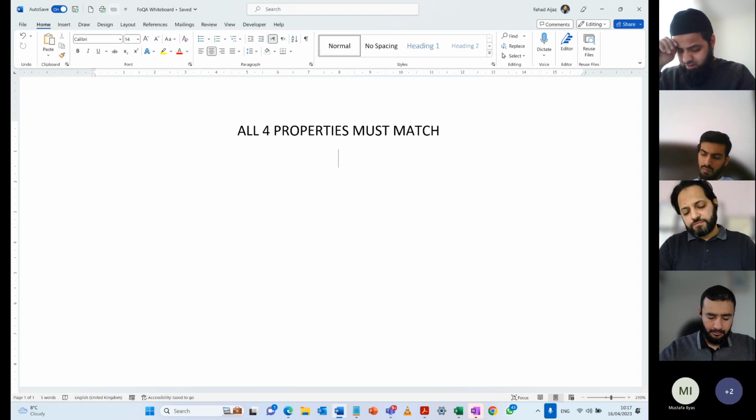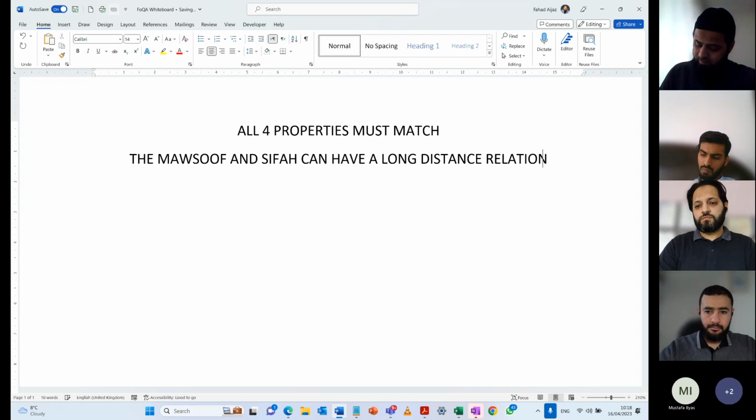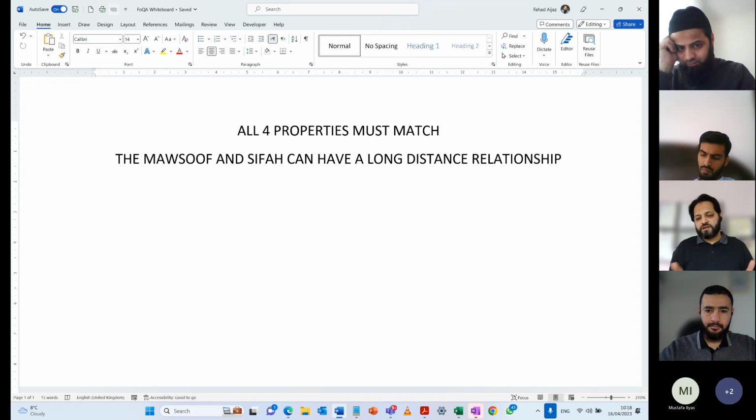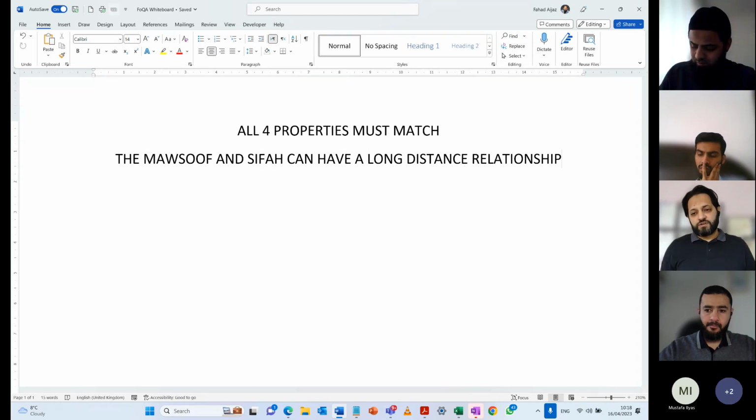Four properties must match. The Mawsoof and Sifa can have a long distance relationship. This means that there can be other words between them. So a word being described can be distant from its sifa, right? So this is not the case with Idafa. Idafa requires both words to come together immediately. But in this one, you can have the long distance relationship, and we'll see a few examples today.